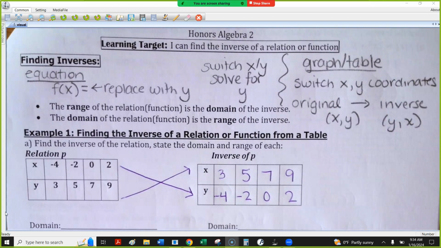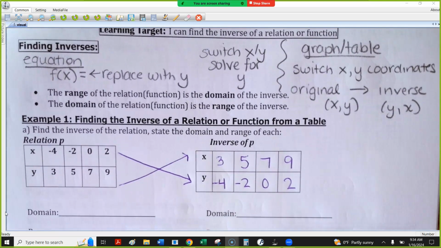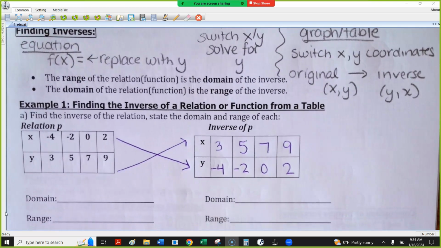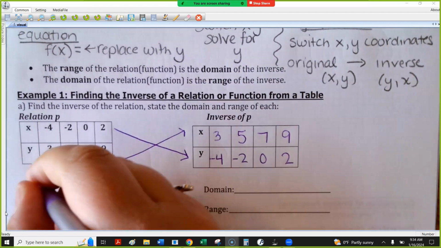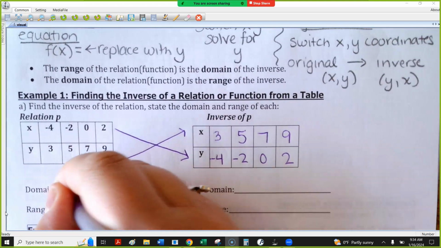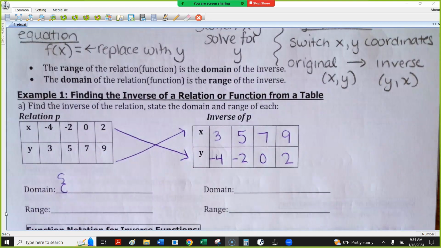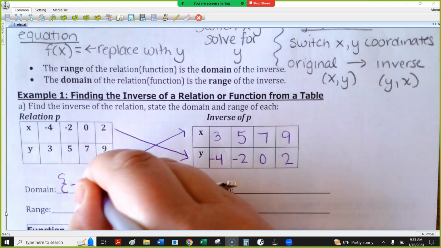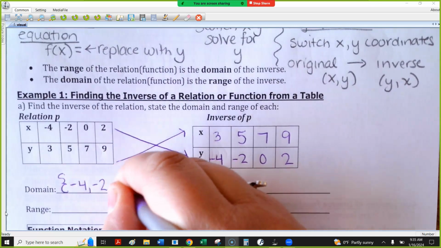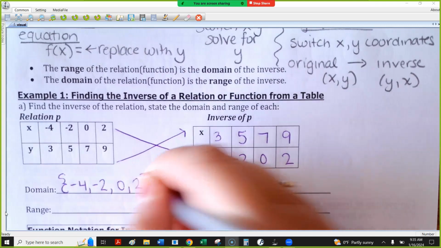Now, to actually write the domain, we don't have a graph, we have specific points. I just want to remind you about this because we haven't done this for a couple of days. If you just have specific points, I'm going to use that little brace. We don't write an interval for the domain and range. You actually have to list the coordinates. Any x value is going to be the domain. If anything repeats, which it doesn't here, then you would only have to write it once. And it doesn't matter the order. I'm literally just going to list the x values as they appear in that first table.